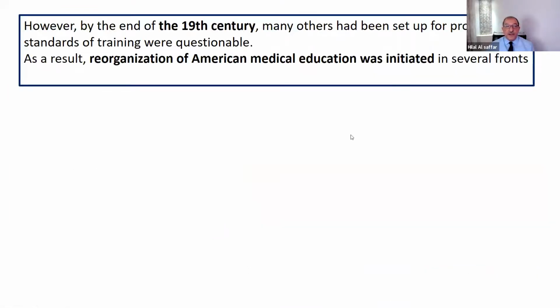However, by the end of the 19th century, many other schools had been set up for profit. There were some for-profit medical schools, and therefore the level and quality were in question. And that was the trigger. The reorganization of American medical education was initiated on several fronts because the quality was low at certain medical schools, and this triggered the reorganization.